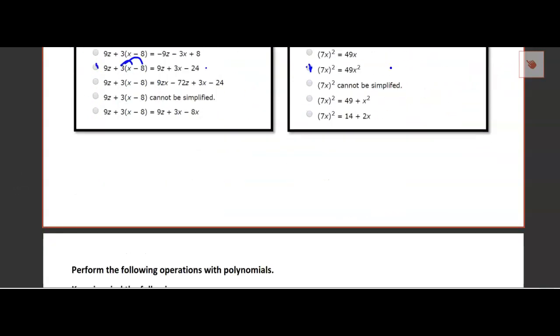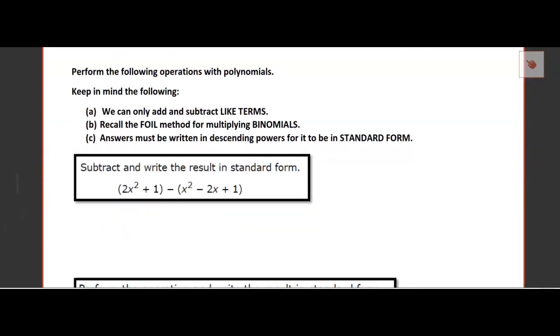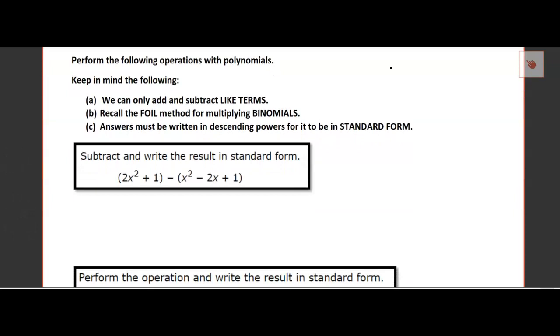Let's see what else we have here. Okay, so let's keep in mind these operations that are legitimate that we can do with polynomials. We can only add and subtract like terms. What we mean by like terms are terms with the same variable to the same exponent. So a 9x and a 6x are like terms. We can combine those to get a 15x.